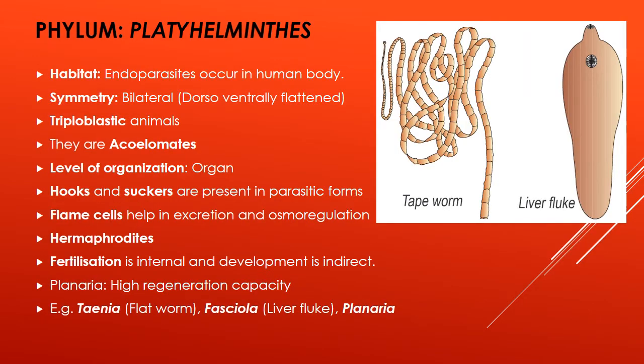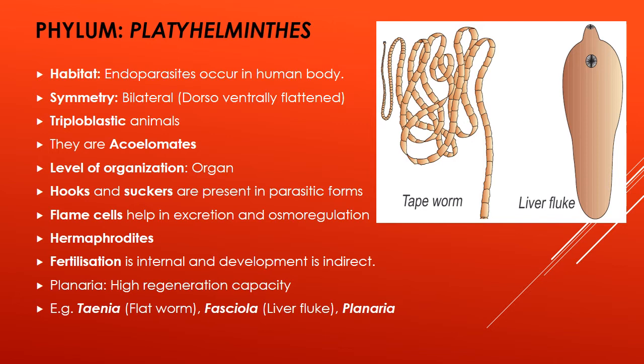Now Platyhelminthes, the flatworms. What is the important point here? The excretory cells, that is flame cells, are for excretion and osmoregulation. Very important. They are also hermaphrodites. Planaria exhibit high regeneration capacity. If you cut them into thousands of pieces, each piece will develop into a new planaria. High regeneration capacity.